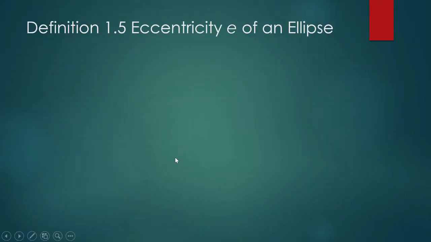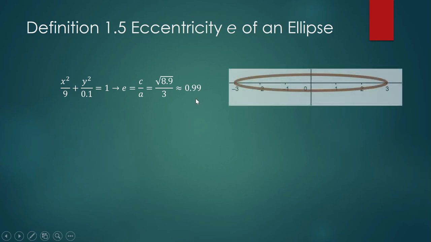Let us go in the other direction. Let's say our B squared is getting further from A squared. Earlier, we showed B squared is equal to 4. But what about when B squared is 0.1? Look at the value of E. It's 0.99. It's very close to 1. What is the shape of our ellipse? That is the shape of our ellipse.